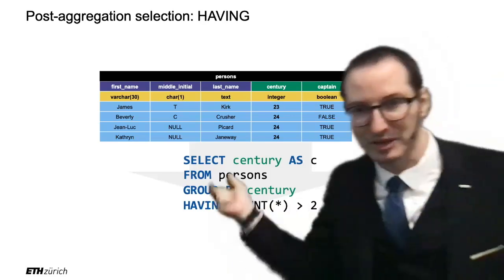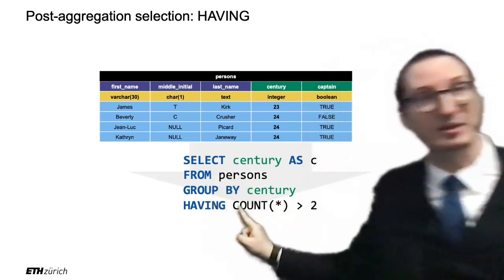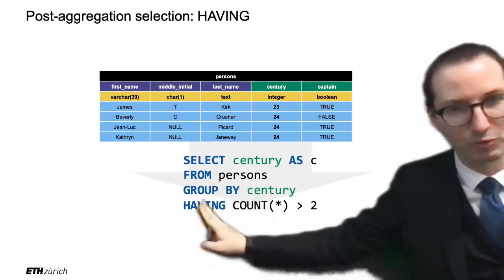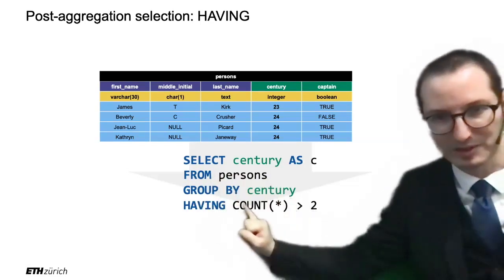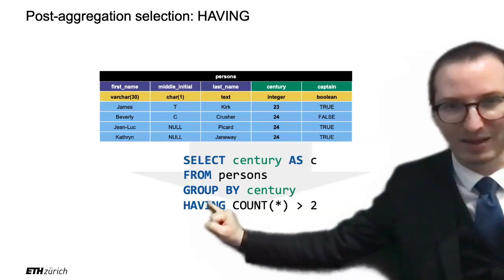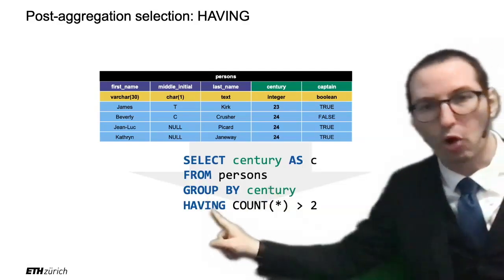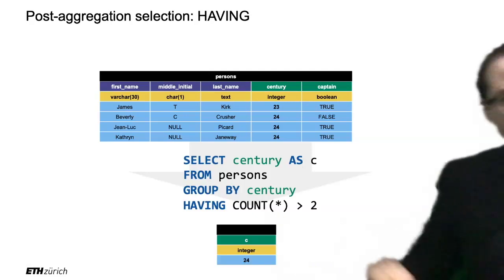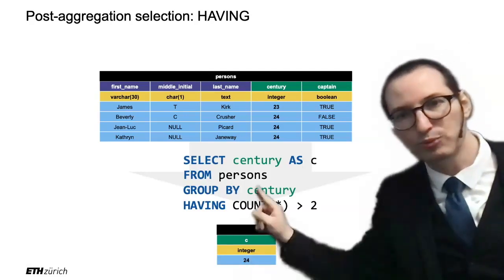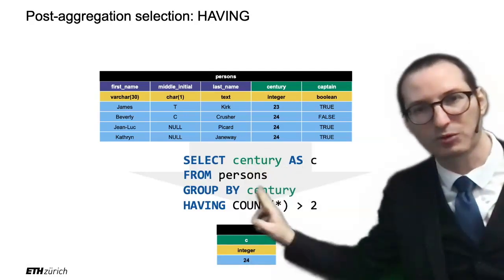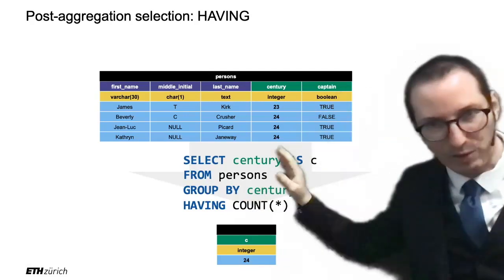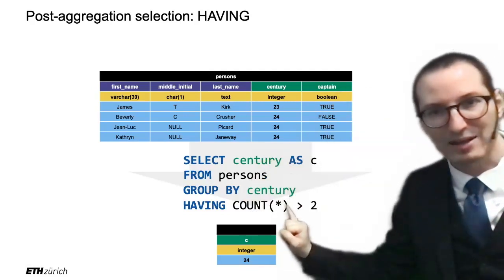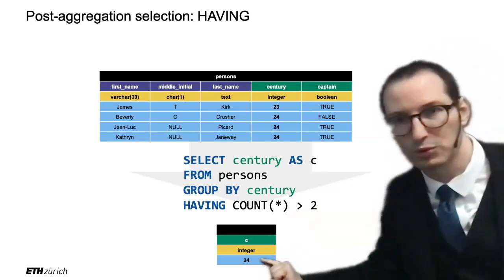And because having is after the group by, having sees the count. Where would not see the count because that's before the group by. But after the group by, you have already counted. So now you can say group by century, but only the groups that have a count strictly greater than 2. What that does is that it will only output the centuries. So if you select the centuries here grouped by century, you don't care about aggregating anything. You're basically selecting the centuries that have at least 3 counts. So you only have 24.